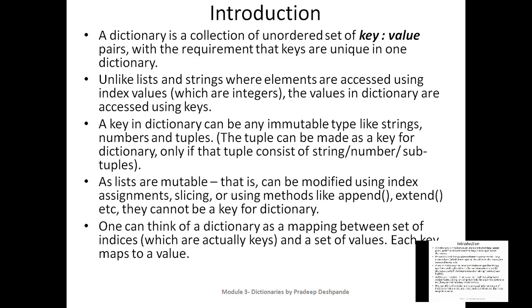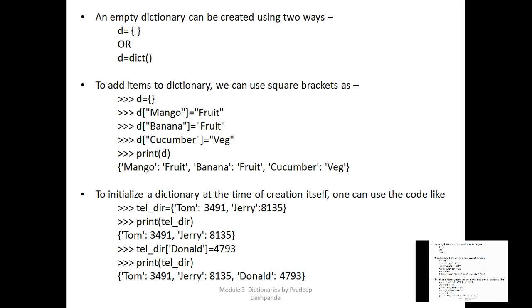Lists can be modified using index assignments, slicing, or methods like append, extend, etc. They cannot be a key for a dictionary. One can think of a dictionary as a mapping between a set of indices and a set of values. Each key maps to a value. You have to remember this: each key maps to a value here.